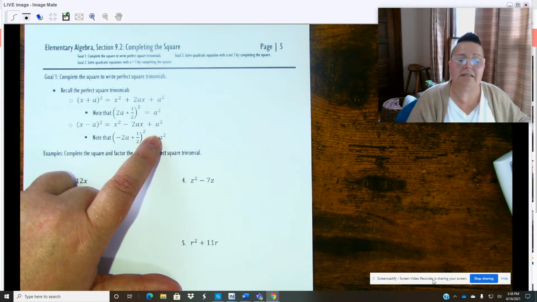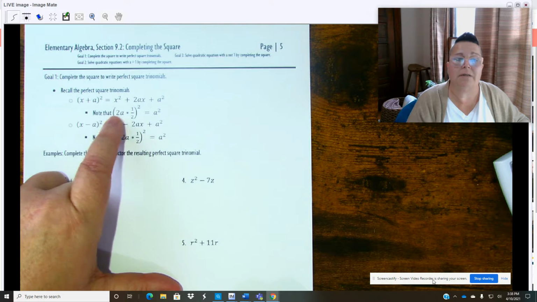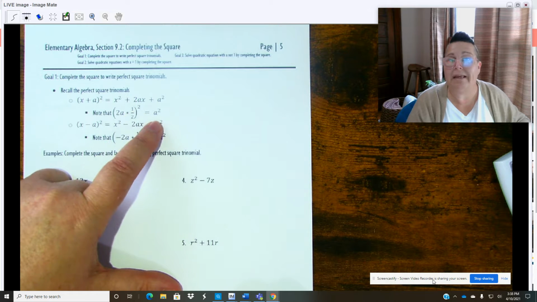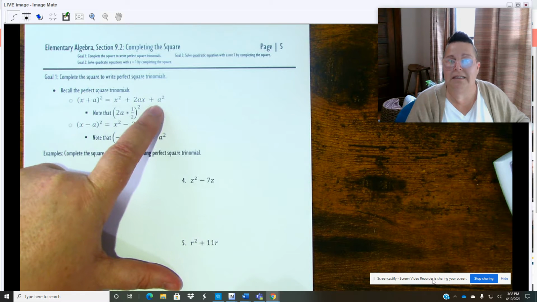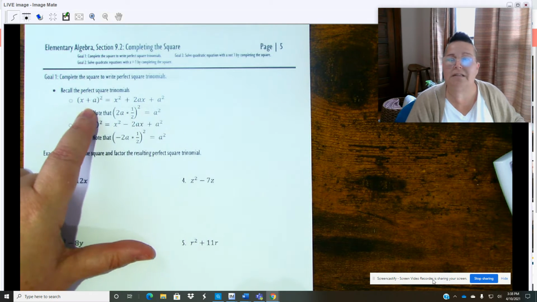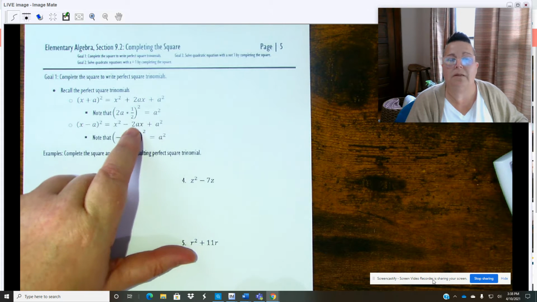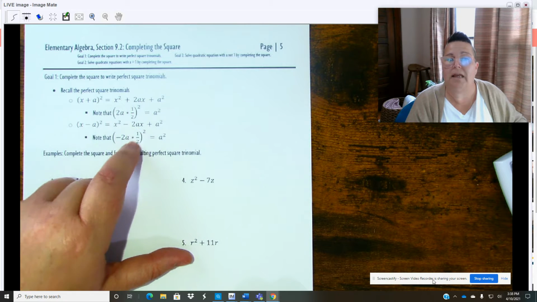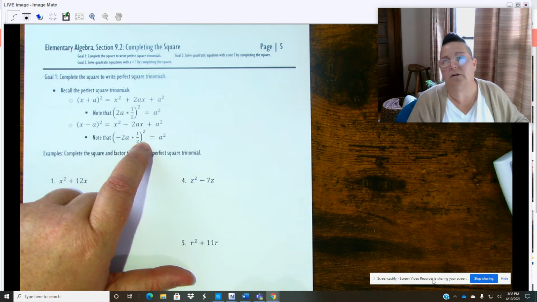In both of these cases, notice that if we take the 2a and we multiply it by 1/2, or we take half of the 2a and square it, we get the last term squared. So we can manipulate this middle term by multiplying it by 1/2 and squaring it to get the a squared we want. That will take us to a perfect square trinomial. Right? If we do not have a perfect square trinomial, we can manipulate the linear term, that is the a to ax, by multiplying it by 1/2 and squaring it. That will force a perfect square trinomial.